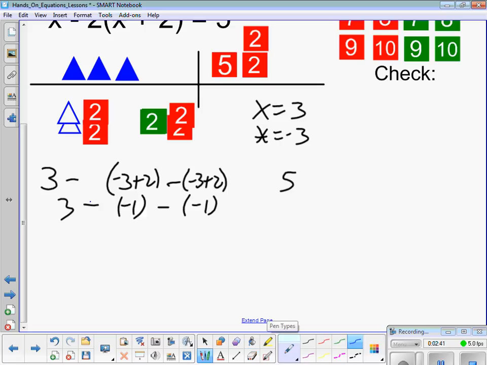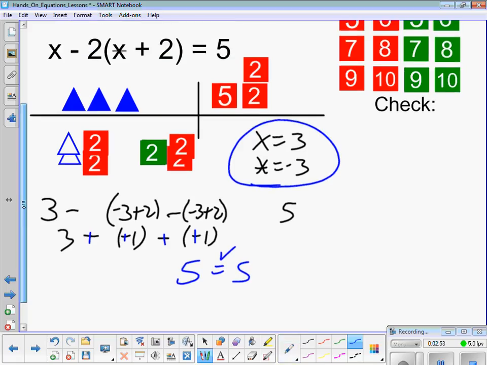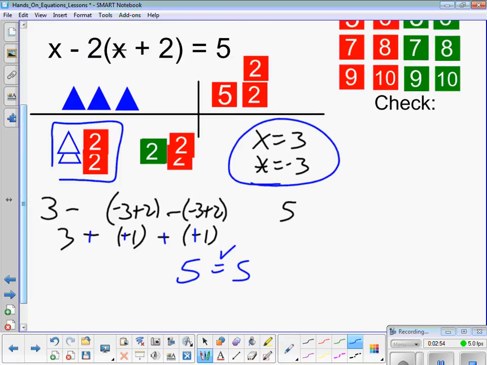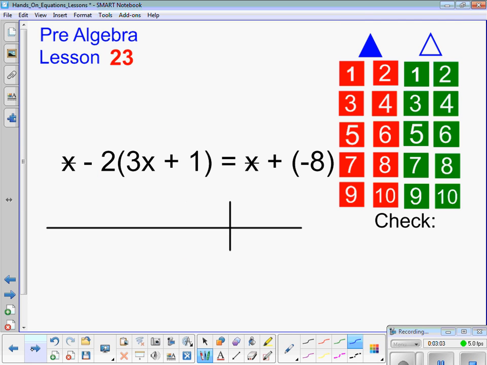Well, the rule is add a line, change a sign, add a line, change a sign. So I've got 3 plus 1 plus 1. I get 5 on the left, 5 on the right. That works out. X is 3, star is negative 3. So for this one to work out, the first thing we had to do was get rid of the star and the 2s that we had to subtract off by bringing in an x and an opposite 2 to make that thing work.